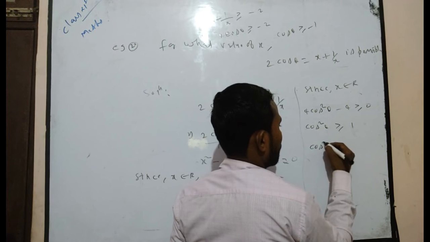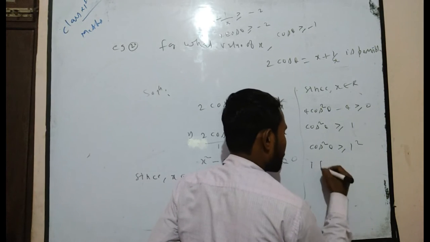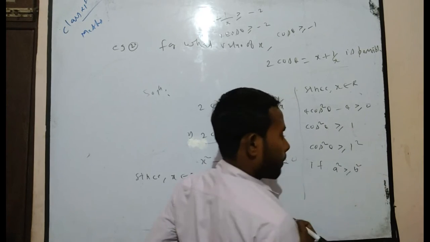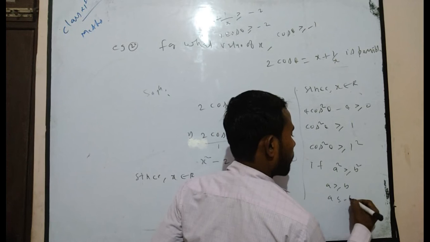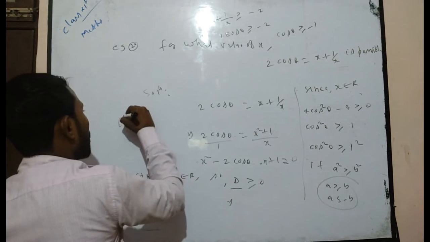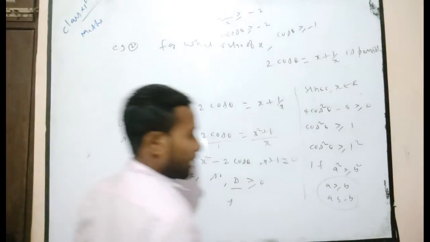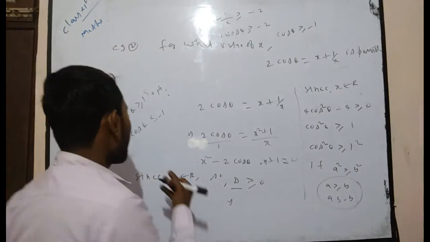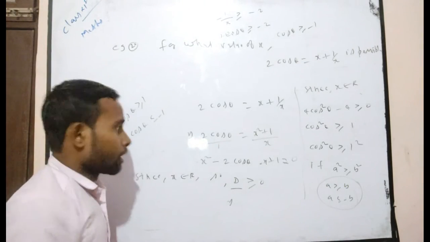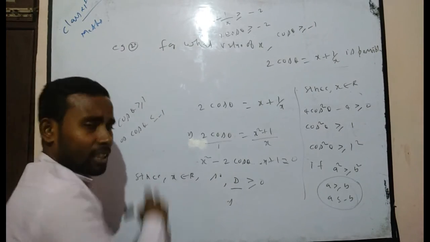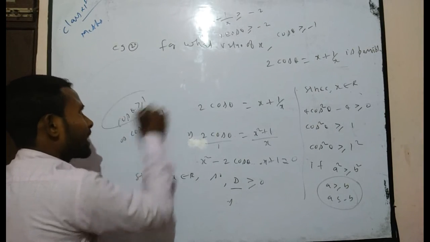Then, as you know, if a square is greater than or equal to b square, then a is greater than or equal to b, or a is less than or equal to minus b. So here cos theta is greater than or equal to 1, or cos theta is less than or equal to minus 1. It is the property of inequality. In that case, it can't be greater than 1.